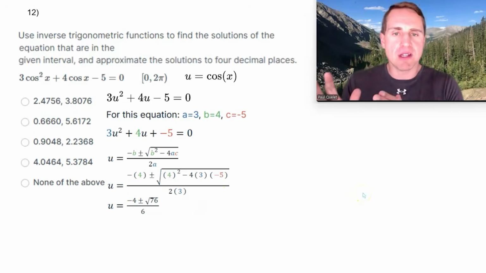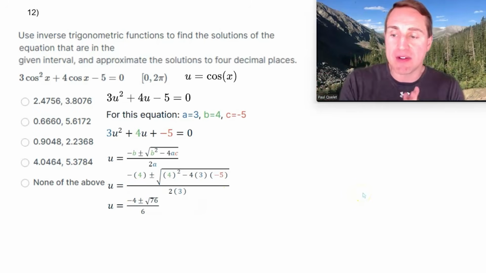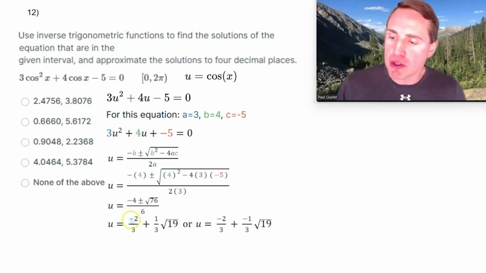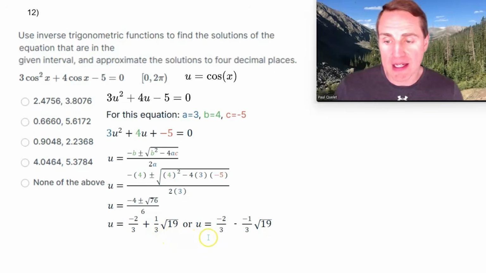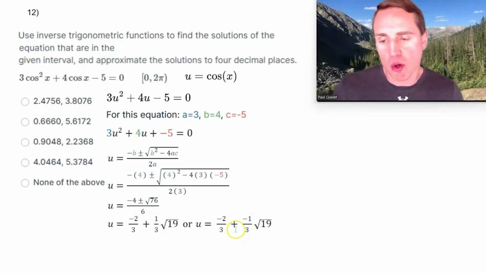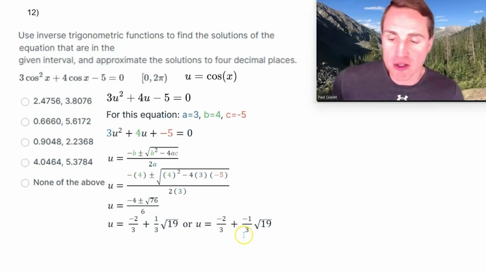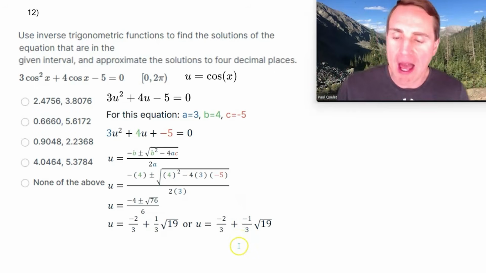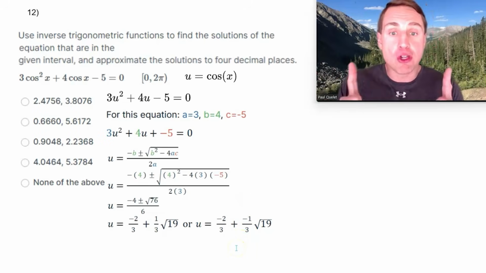But 4 is even, the 2 out front is even, and 6 is even. So you can reduce this to negative 2 over 3 plus 1/3 square root of 19, or negative 2 over 3 minus 1/3 square root of 19. So you can go plus a negative 1/3, or you could just have minus and then 1/3. Either way, we have our correct answer now for u.